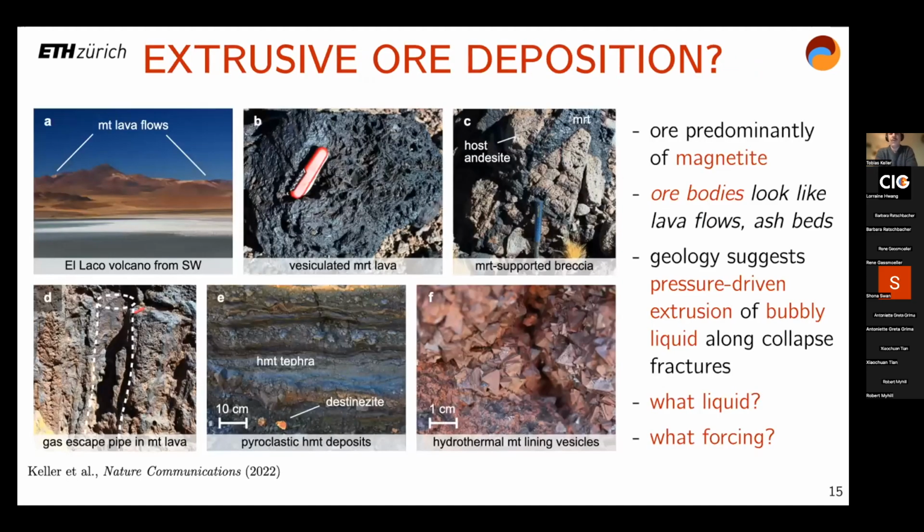So here, a few more images of the geological characteristics of the El Laco deposits. Here you can see a distance view of El Laco, and indicated here and over there are two of these deposits. They're on the flanks at about the same level around the volcano. They look like vesiculated lavas. They also form breccias with angular clasts supported in a matrix of that same magnetite-rich material. Here it's written as MRT for martite, which is the hematite polymorph of magnetite, so that's the alteration product.